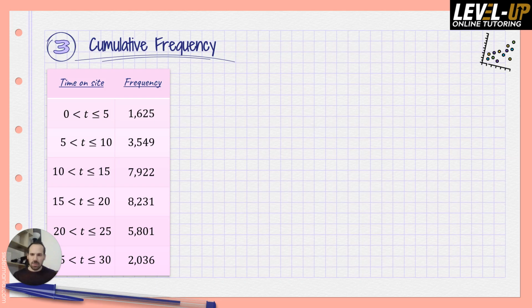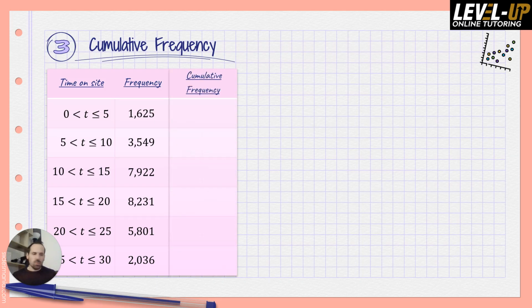And then what we want to do is calculate a cumulative frequency. Cumulative means to accumulate, like you keep adding on the next frequency. So the first one is just going to be the same. Then we add the 3,549 to the 1,625. And then we add the 7,922 on top of that, and then we add the 8,231 on top of that, and so on and so forth. And that's a cumulative frequency. Once you get to the end, the 29,164 is going to be the total frequency.